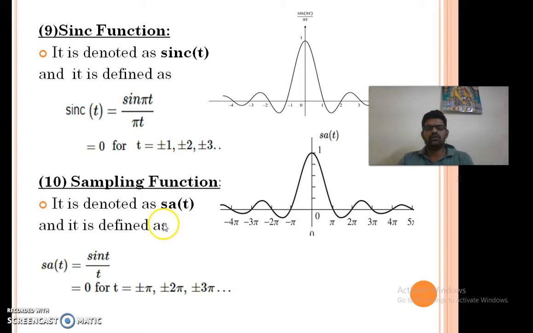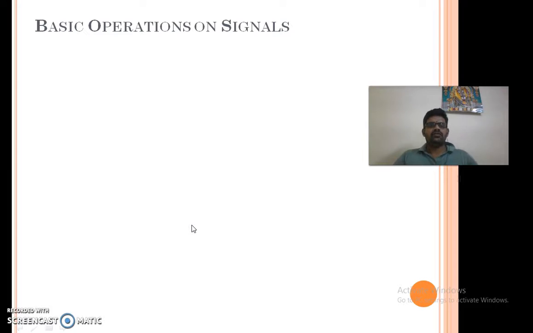These two functions are usually used in the analysis of LTI systems, in the sampling theorem and its proof, and in the reconstruction of the sampled signal from its samples. In those things these two are very useful, and while converting continuous signals to discrete signals, these are very much useful.